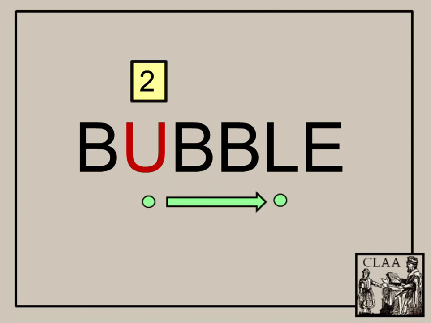What do you notice about this word? You should notice that the English vowel U is followed by a doubled consonant. There are two B's after the vowel U. We learned that when the vowel U is followed by a doubled consonant, it is read with the sound uh. Let's read this word together. Bubble, bubble, bubble.